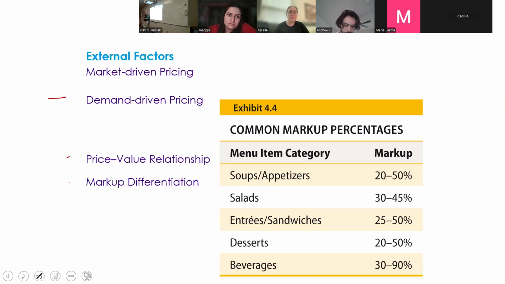So for example, how much does it cost us to make an iced tea? What do you think? 5 cents. Okay, so let's call it 10 cents. 5 to 10 cents. Let's call it 10 cents to make that iced tea. My beverages have a 30 to 90% markup. So if they have a 90% markup, that means they have a 10% food cost or beverage cost. See where I'm going with this? So if I have 10 cents divided by my 10% beverage cost, what is my selling price?